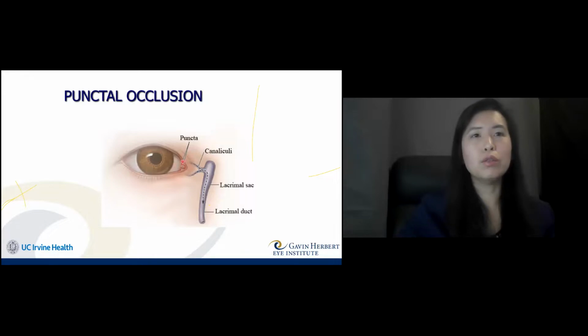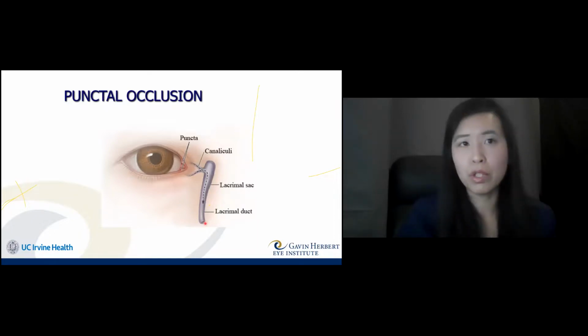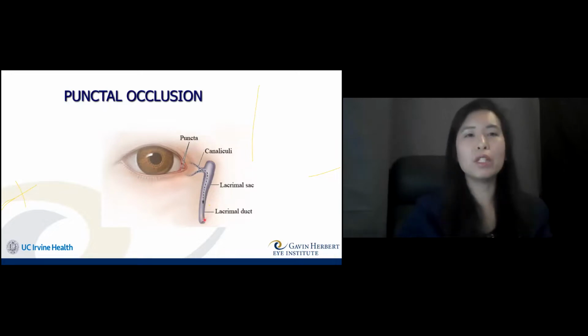And you've got these two holes, one in each lid, and the extra tears drain into this duct, which then drains into the nose, and then from there into the back of the throat, and you swallow them. Okay, your nose and your throat don't need that moisture. It's just a way for the tears to exit.